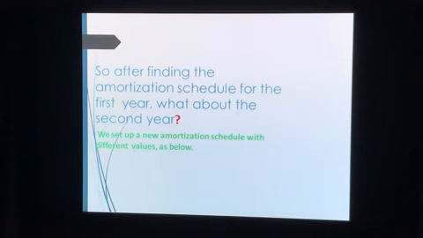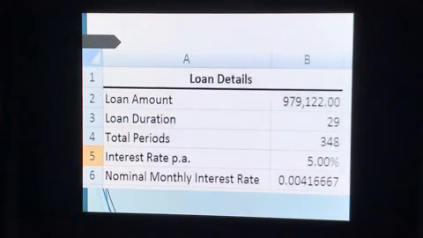After finding the amortization schedule for the first year, what will be the second year? We set up a new amortization schedule with different values. We need to calculate the new values. In the second year, the loan amount will be 979,122. Now the loan duration will be 29 years, total periods will be 348, and the interest rate will be 5%, because after the first year the interest rate was different. We will convert this interest rate by dividing it by 12. The new monthly interest rate will be 0.0041667.